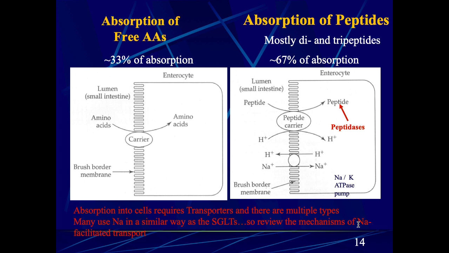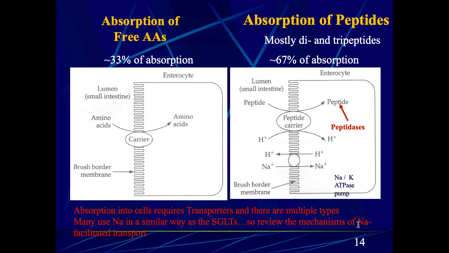So let's look at two parts to this. The left side of this says, of all that dietary protein that's digested, approximately 33% of the amino acids absorb in free form. In other words, single amino acids. So again, this should probably be better if it said amino acid. Right? Amino acid goes in. And 67%, in other words, most protein is absorbed as di-tripeptides.